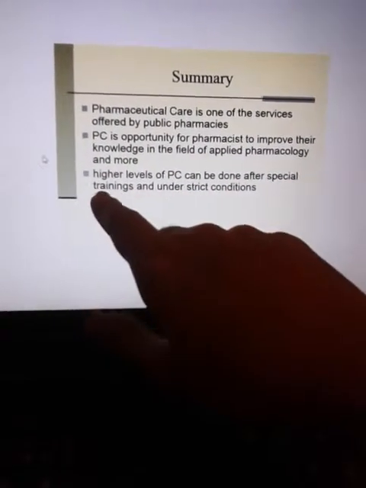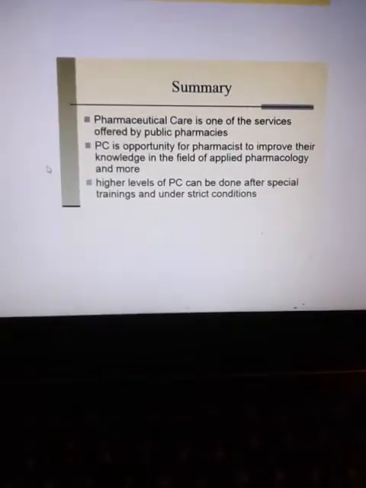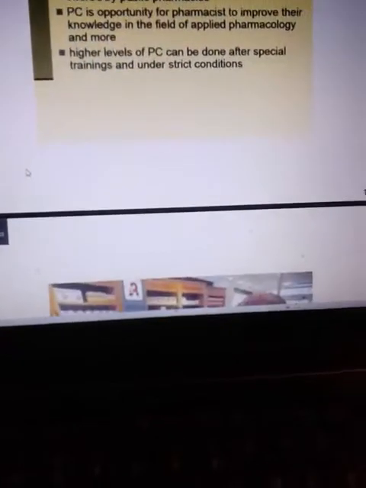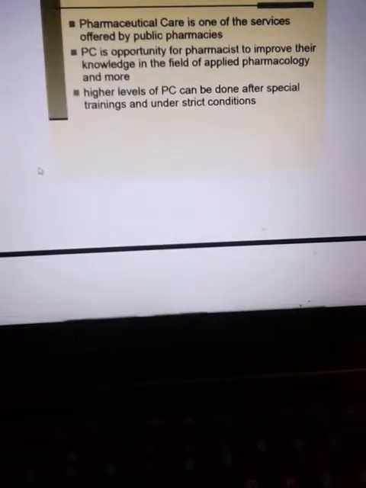فقط اسپیشال ترینینگ اون 3 سال دانشگاه رزیدنتی رو میخواد. اوکی؟ ولی opportunity of pharmacists to improve their knowledge in the field of applied pharmacology and more. Applied pharmacology یعنی clinical pharmacology.